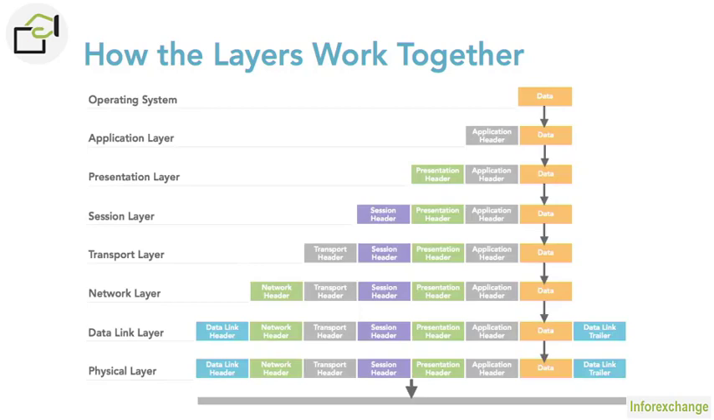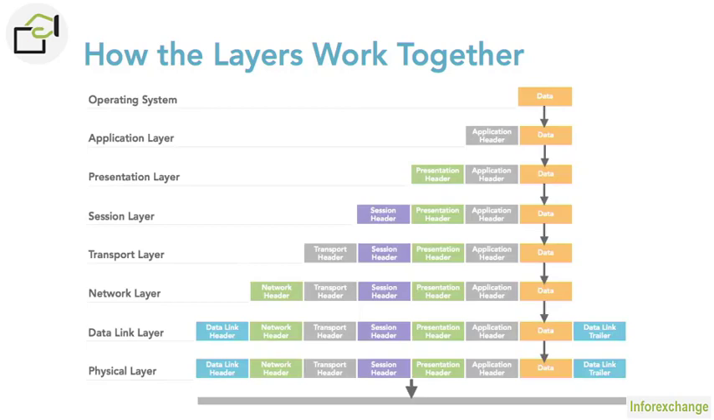The presentation header contains information about encryption, compression, translation, anything like that that the computer on the other end needs to know in order to identify and use the data that's being transmitted. The session layer presents information needed by the session layer on the receiving end to set up the session between the two processes that the data applies to. The transport layer contains information about the specific protocol or process needed by the session layer to set up the session with. The network header provides information about the overall final destination of the data that's being transmitted.